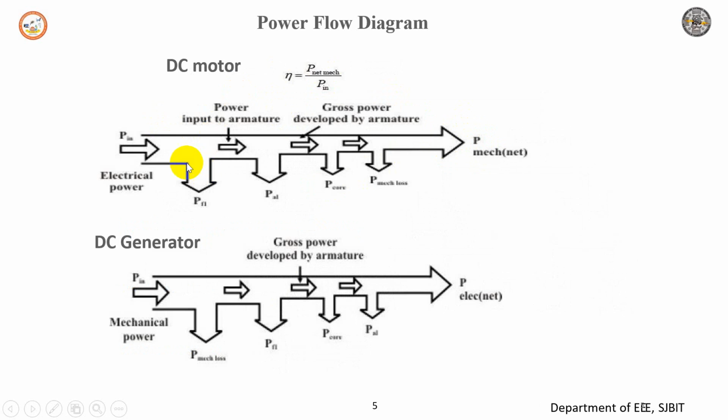First the copper losses occur between the input and the power developed in the armature, and the iron and friction losses occur between the motor output and the power developed in the armature. So this is how the power flow diagram works for a DC motor and generator.